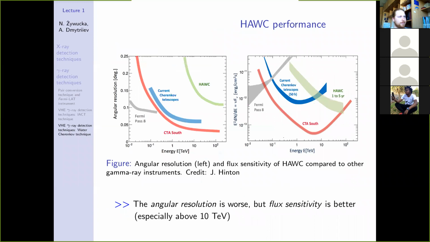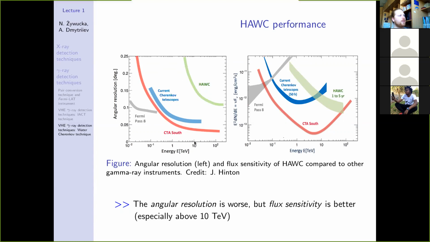So we're gonna compare its performance to other gamma ray instruments. So what's included here? This is the angular resolution plot, and this is the flux sensitivity. For angular resolution, you can see, this is HAWC. These are currently operating Cherenkov telescopes, Fermi-LAT, and CTA, the future Cherenkov telescope array that is going to be constructed. So this is a comparison of angular resolution for these different instruments. You can see HAWC has much poorer angular resolution.